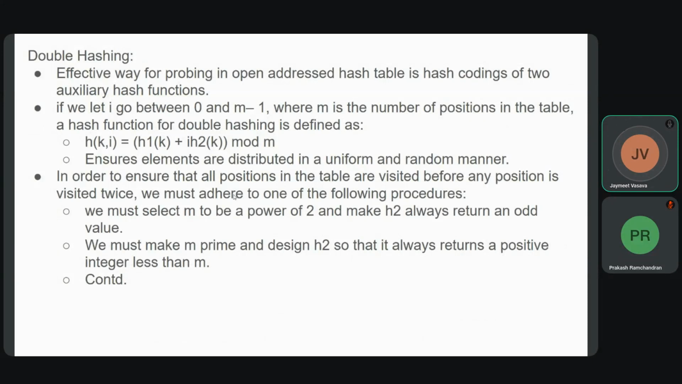In order to ensure that all the positions in the table are visited before any position is visited twice, we must adhere to one of the following procedures. We must select m to be a power of 2 and make h2 always return an odd value. Or we must make m prime and design h2 so that it always returns a positive integer less than m. Now, this is continued further.